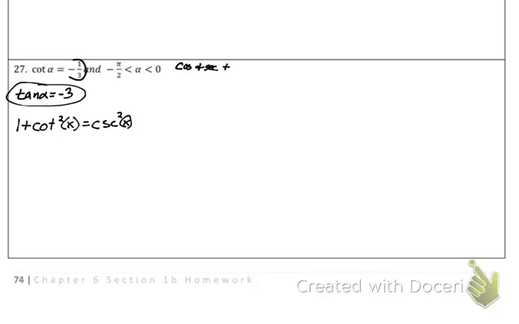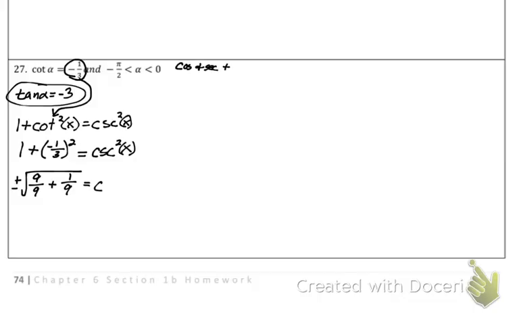And we're just going to take cotangent and plug it in there. So then we're just going to have 1 plus, technically it's a negative 1/3, but it's not going to matter because we're squaring it. And that's going to equal cosecant squared x. Doing some simplification, we are going to take the square root of both sides. We'll have plus or minus the square root of 9 over 9, plus 1 squared is 1, 3 squared is 9. That's going to give me cosecant x.